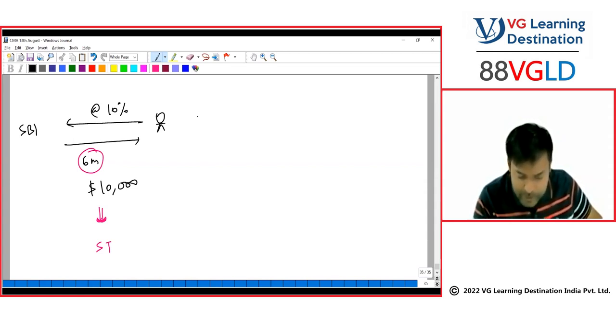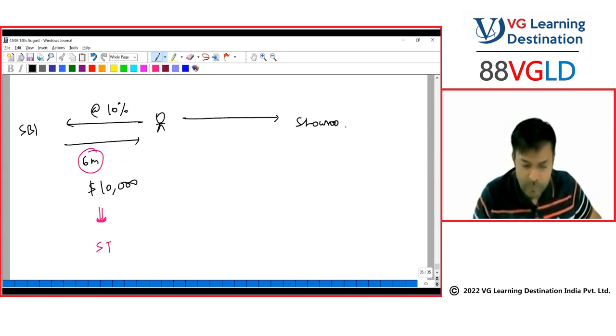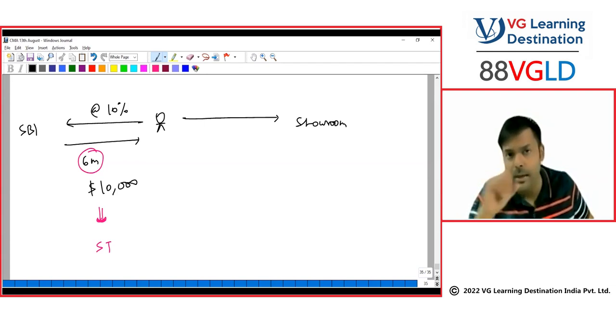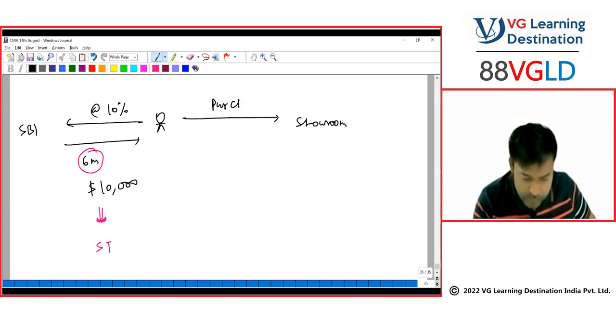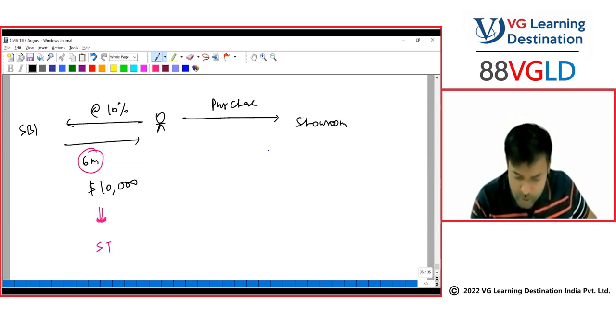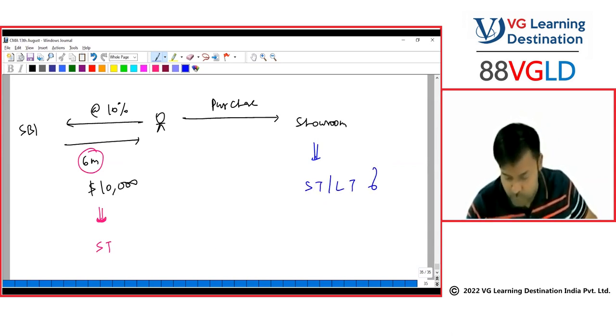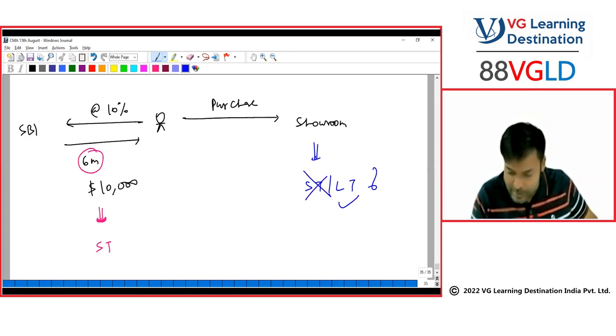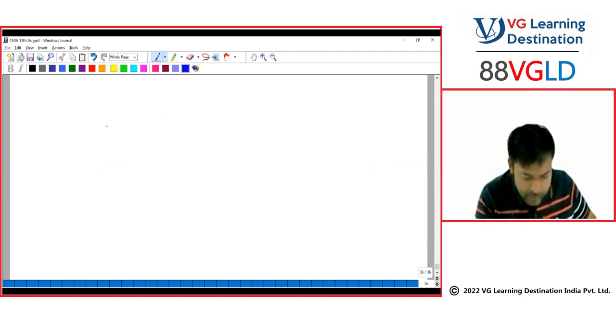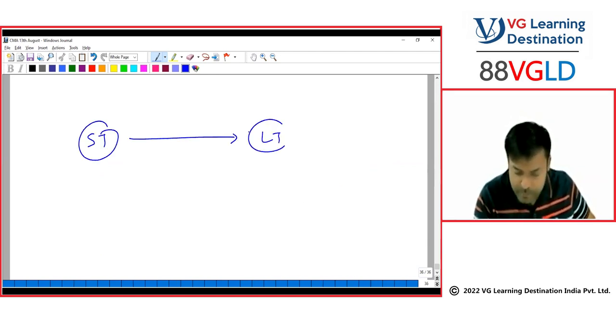Now, with that money, what have you done? You have purchased the showroom. You are looking to set up your showroom, so you purchase it. Is a showroom long-term or short-term, everyone? It should be long-term, right? So what has happened, guys? Short-term money has gone into the long-term, which is a big no-no and should not happen.